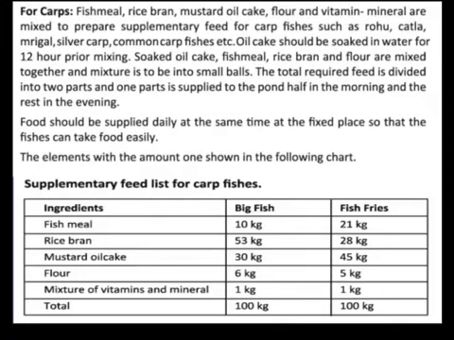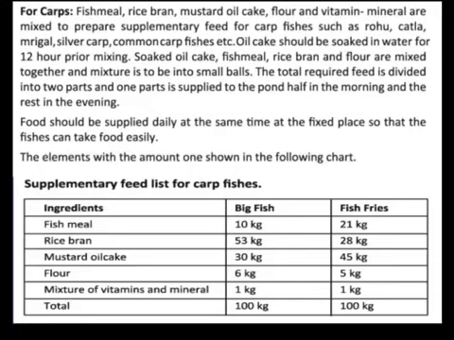Total required feed is divided into two parts. One part is supplied to the farm half in the morning and the rest in the evening. So we'll have to divide into two portions. One portion is applied in the morning, another portion is applied in the evening. Food should be supplied daily at the same time and the same place so that the fish can take the food easily. That means we'll have to supply it at the exact time, and every day at the exact place, and they can take it more easily.